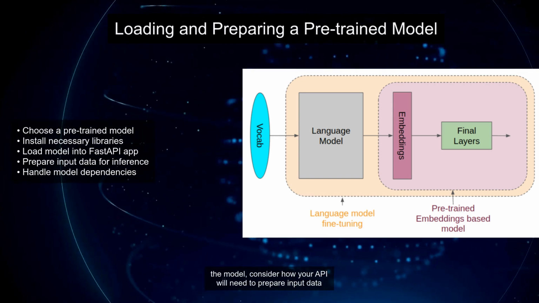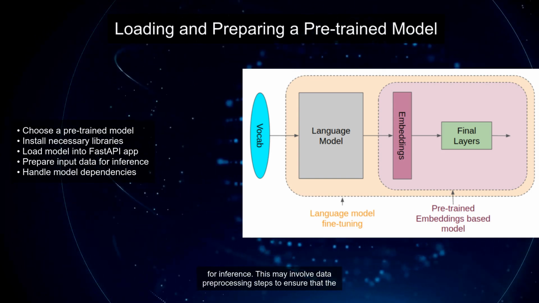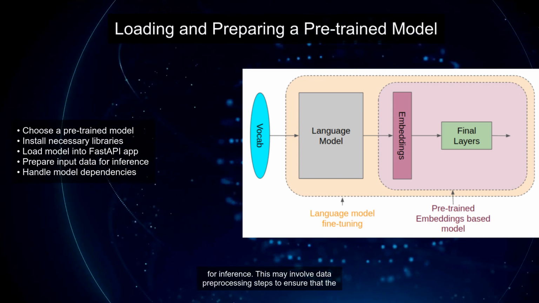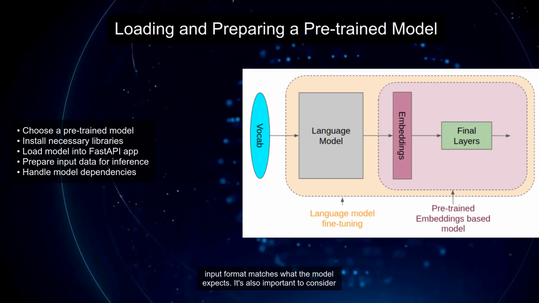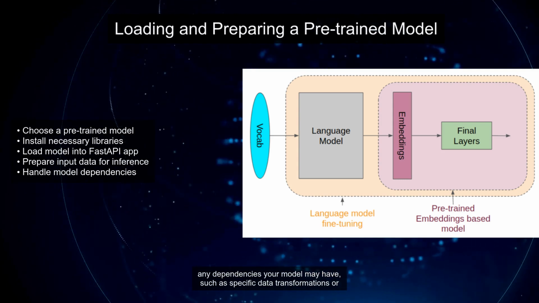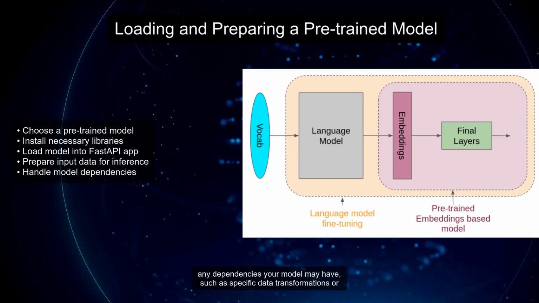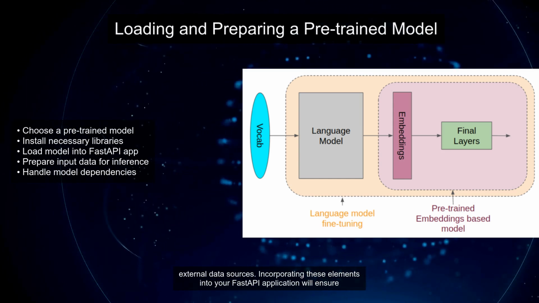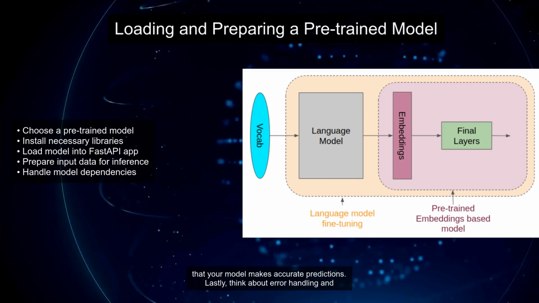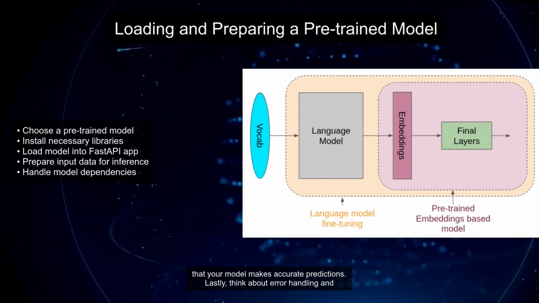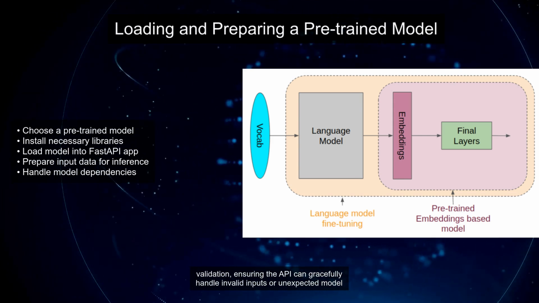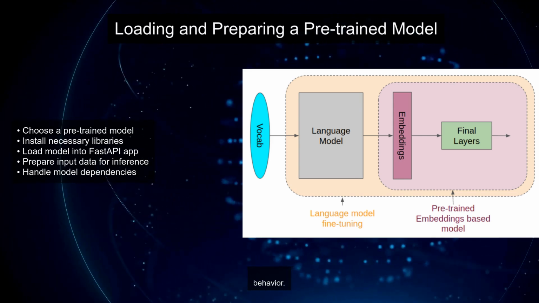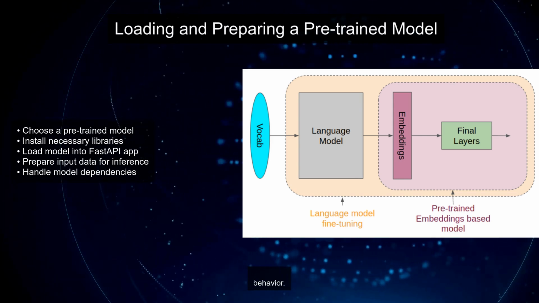After loading the model, consider how your API will need to prepare input data for inference. This may involve data preprocessing steps to ensure that the input format matches what the model expects. It's also important to consider any dependencies your model may have, such as specific data transformations or external data sources. Incorporating these elements into your FastAPI application will ensure that your model makes accurate predictions. Lastly, think about error handling and validation, ensuring the API can gracefully handle invalid inputs or unexpected model behavior.